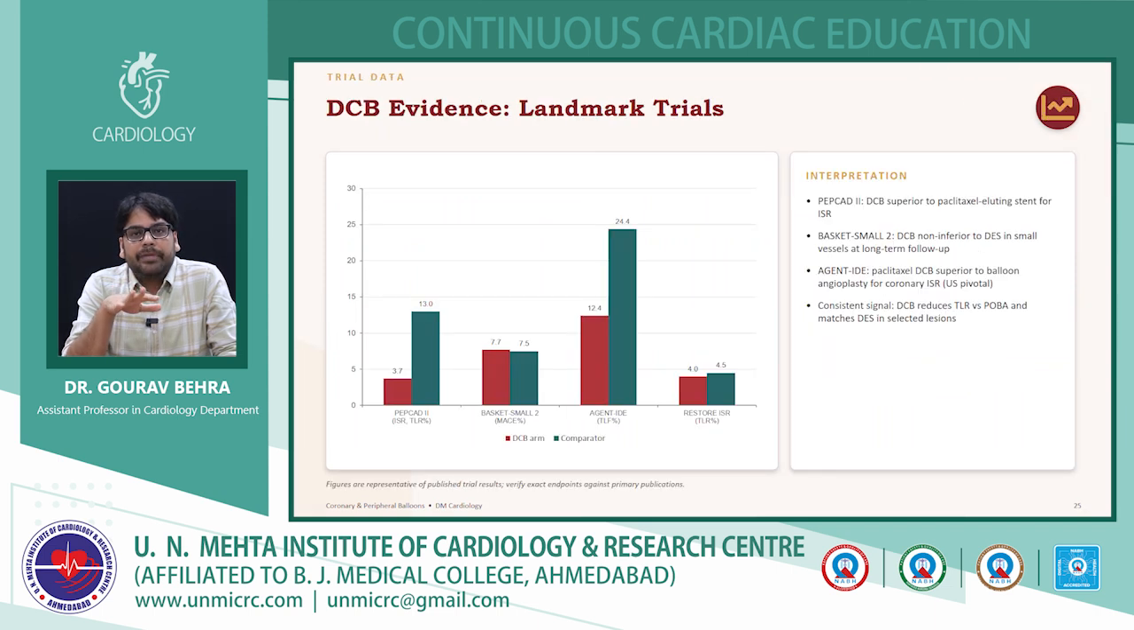There is the PEPCAT trial where the DCB was superior to stents for ISR, with 1-2 year follow-up showing they are doing well. There are various trials, BASKET, AGENT, showing they are superior to plain balloon angioplasty. They will definitely be better than POBA because they are giving drugs to the vessel as well. So large trials and large evidence are now required for head-to-head comparison of DCB versus DES.